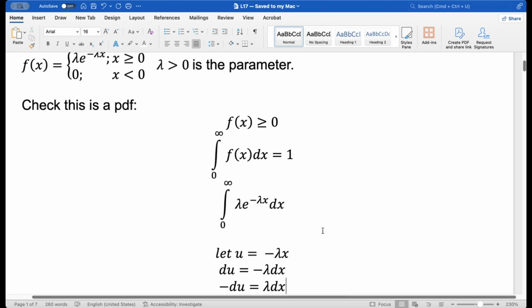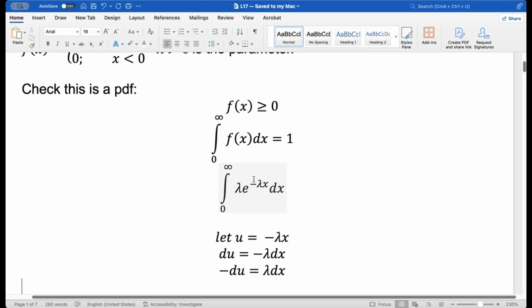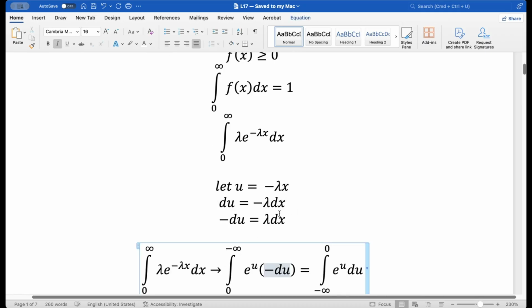We're going to do u substitution here. u is the exponent, negative lambda x. du is negative lambda dx. Negative du is lambda dx. So in the new integral, e to the negative lambda x becomes e to the u, and then the negative du is lambda dx.